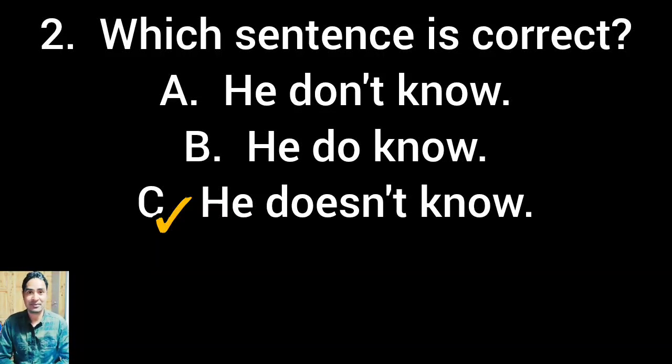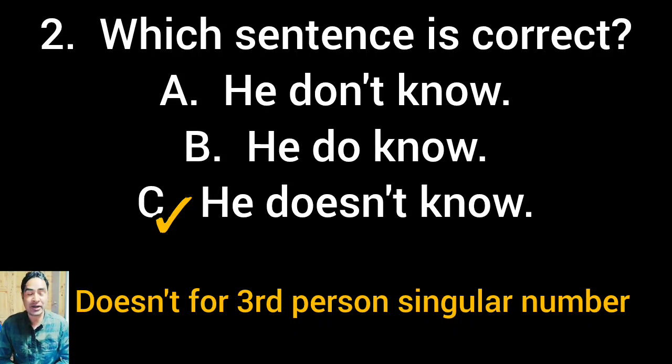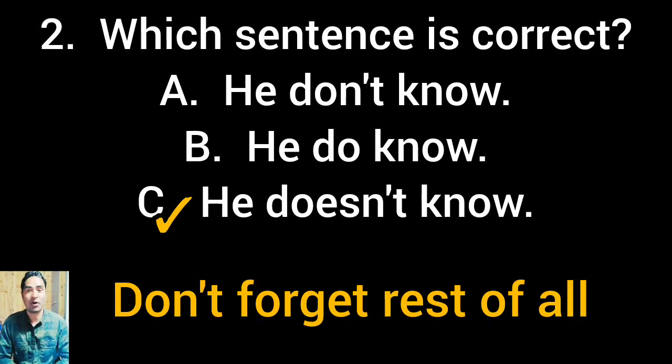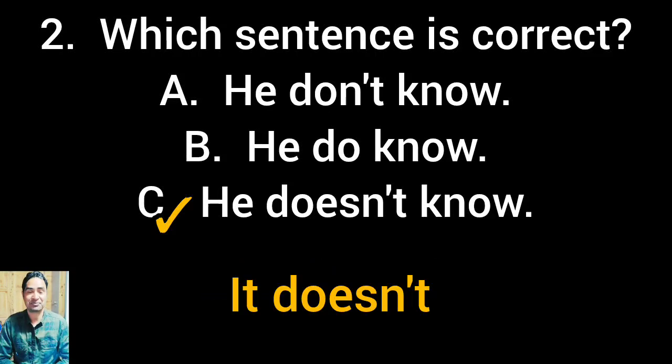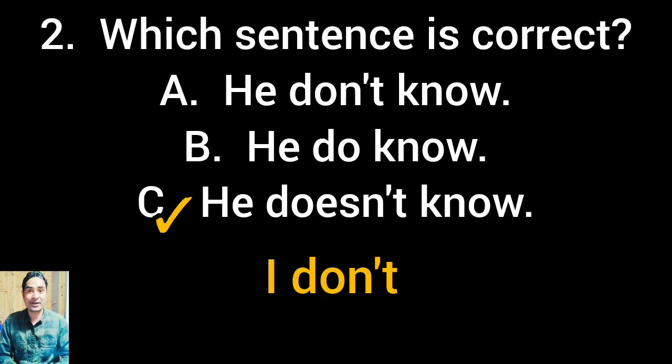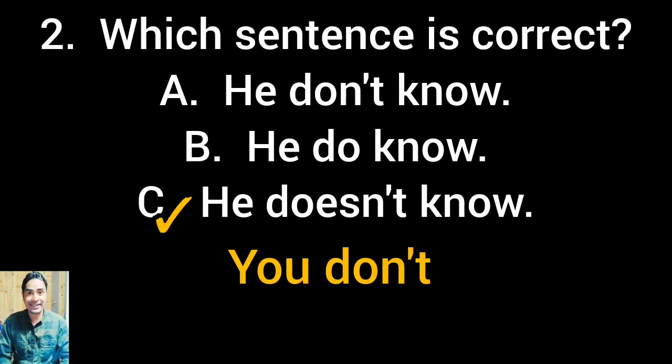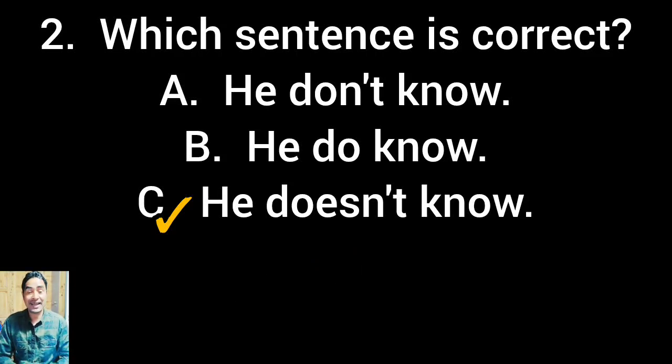But why? Again, this is present indefinite tense. To make a present indefinite negative sentence, we use doesn't for third person singular number and don't for the rest. He doesn't, she doesn't, it doesn't. I don't, we don't, you don't, they don't. That's why he doesn't know is the correct answer.